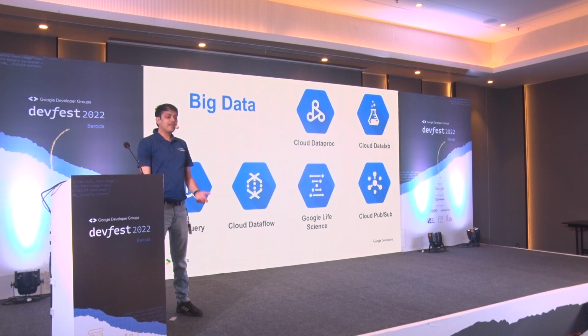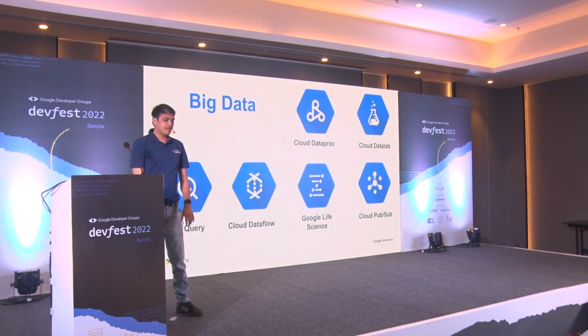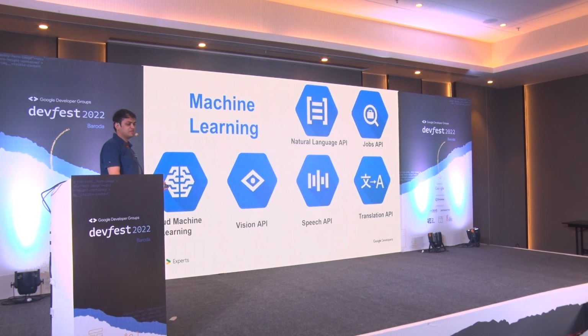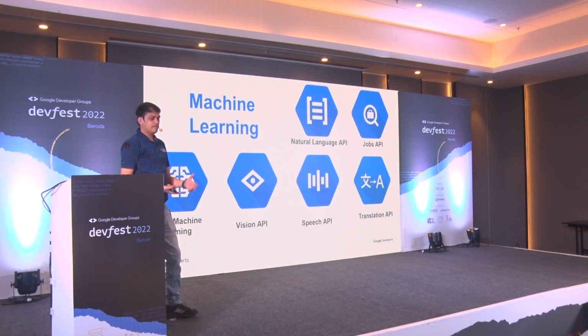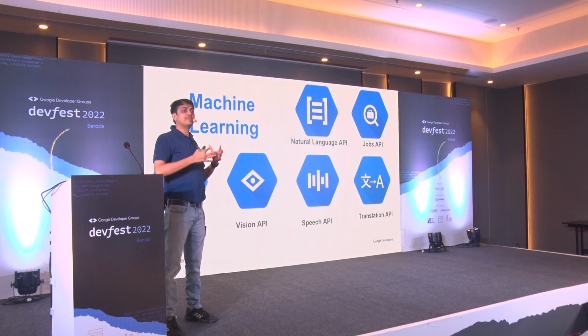And then there is Google Life Sciences, which is mostly used if you're doing something in terms of medical and healthcare services and so on. So there are a lot of services, and then there's a machine learning service. We spoke about the vision API and speech API. There is Cloud Machine Learning as well.